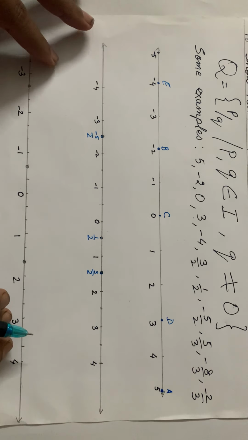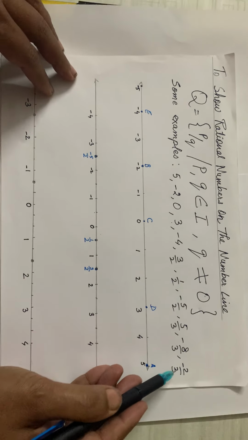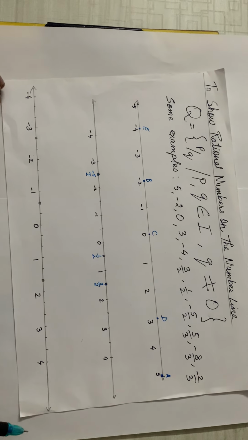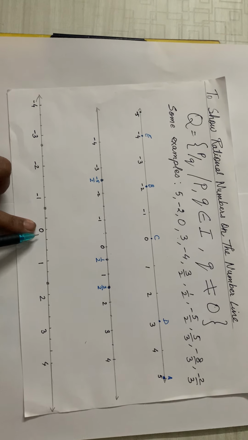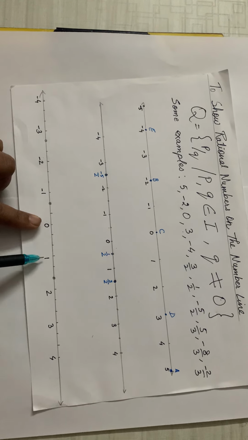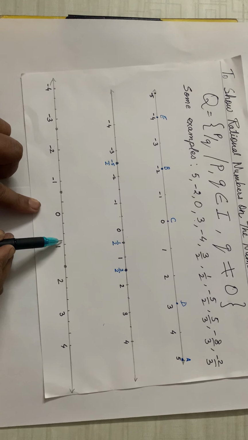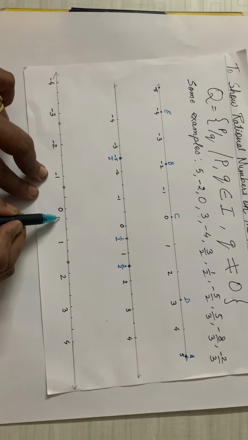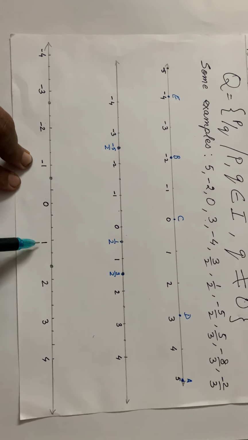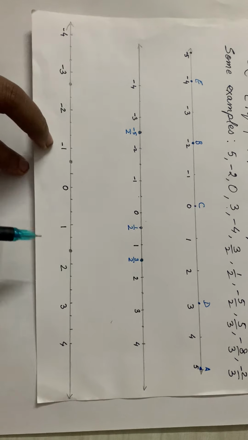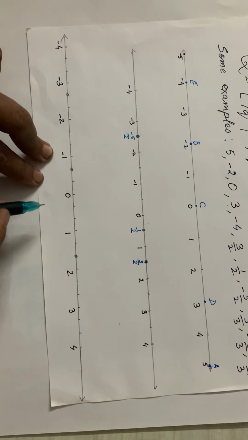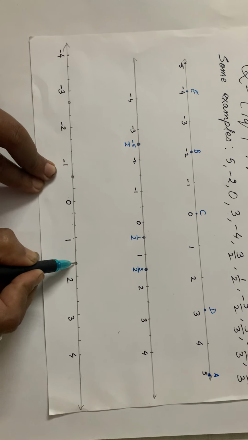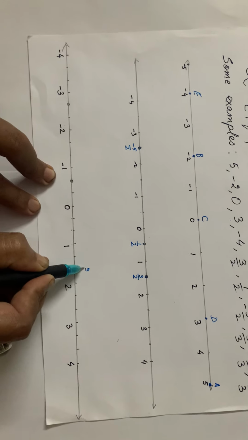Now, if I want to show numbers like 5 upon 3, minus 8 upon 3, minus 2 upon 3, then for that here I have drawn another number line where I have divided each unit length into 3 parts, 1, 2, 3 parts, 3 equal divisions, such that the first division will be 1 upon 3, second will be 2 upon 3, third will be 3 upon 3, that is 1, and so on. So if I want to show 5 upon 3, then here 1 upon 3, 2 upon 3, 3 upon 3, 4 upon 3, and this will be 5 upon 3.